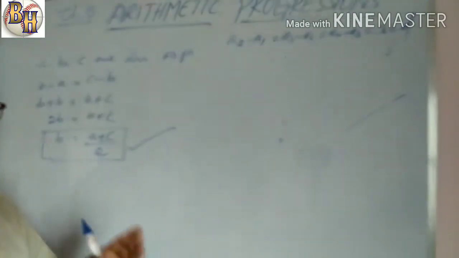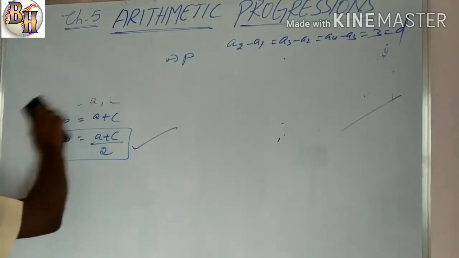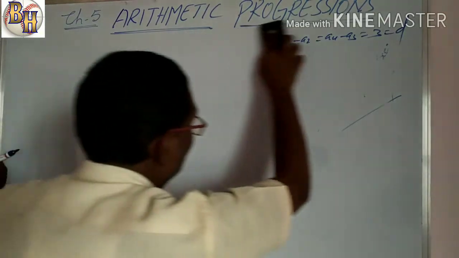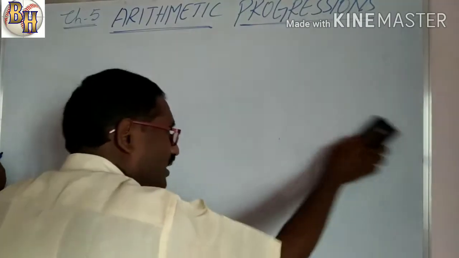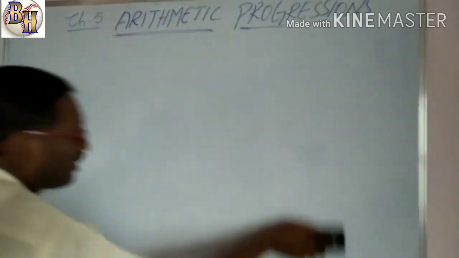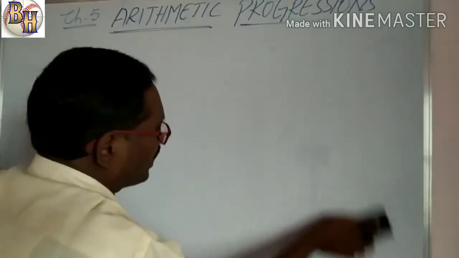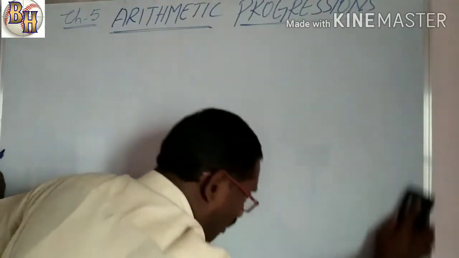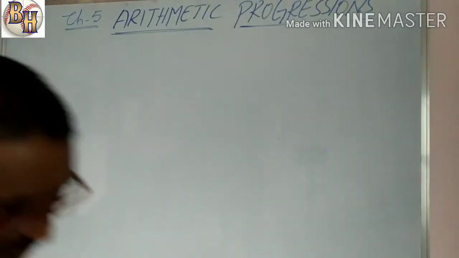Next, sum of n terms of AP. How to find? This is also very important for us. This is the main one. Very important for us here: the nth term and the sum of n terms. Based on these two formulas only, the total chapter depends on these two formulas.